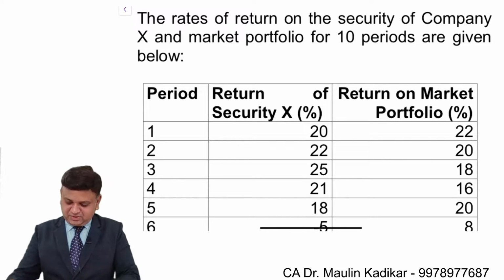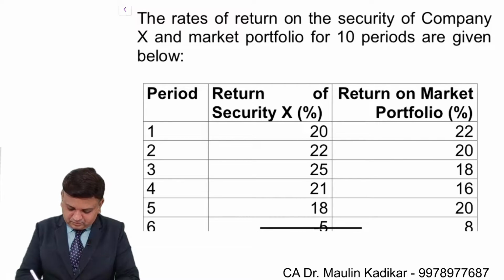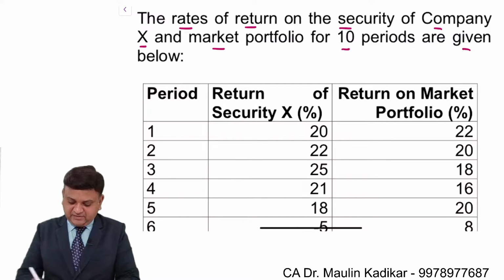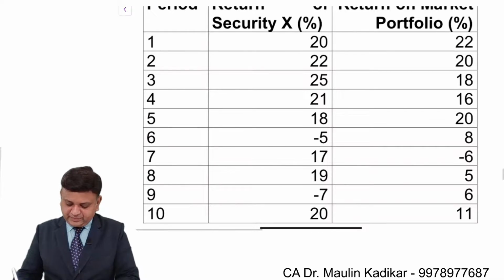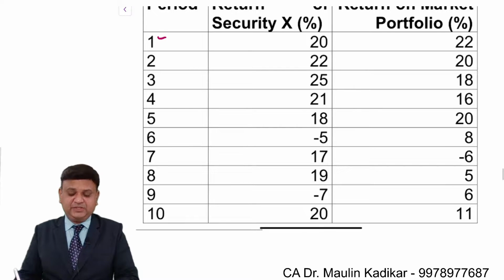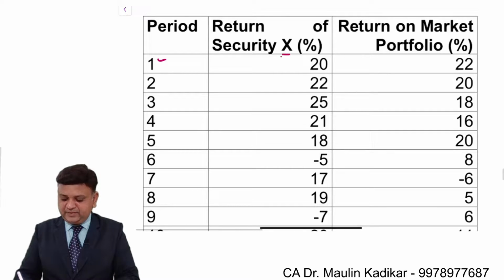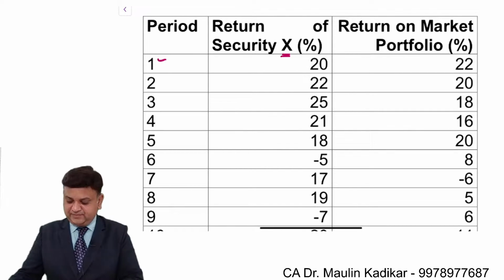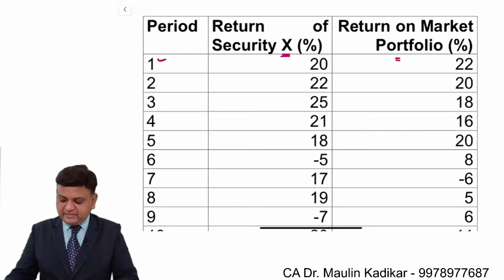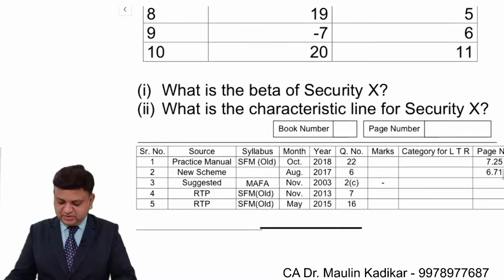Let us see the next question. The rates of return on security of company X and market portfolio for 10 periods are given below. Period 1 to period 10 information is given. Information is given for the security X. Then return on the market portfolio is provided to us.